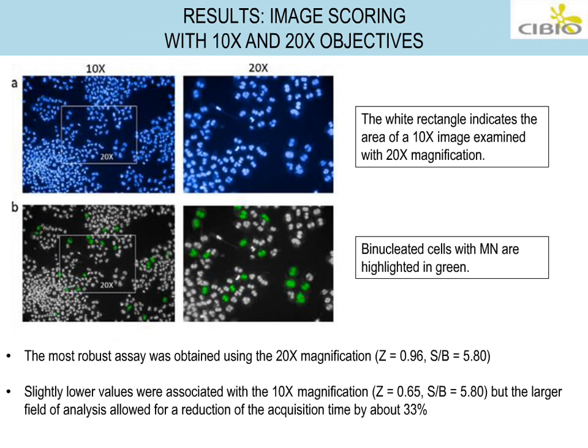These are the results of the image scoring with 10x and 20x objective. The most robust assay was obtained using the 20x magnification. Slightly lower values were associated with the 10x magnification, but the larger field of analysis allowed for a reduction of the acquisition time of about 33%.